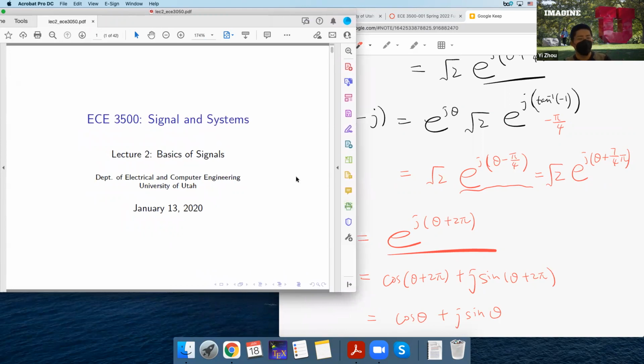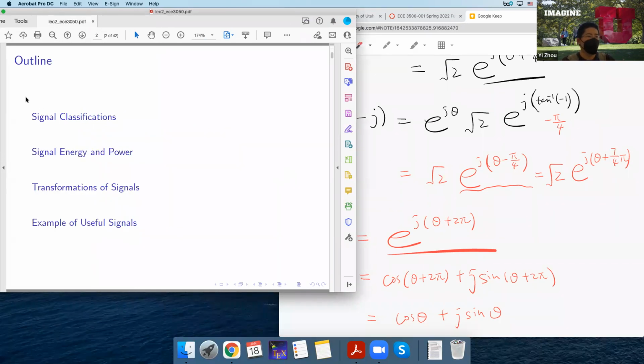Okay, so this is the first lecture where we start to talk about signals, the first component of this course. We will talk about different categories of signals. We will categorize signals in different ways, following different standards. So that's the first part, signal classification. And then we're going to talk about how to calculate the energy and the power of a signal. What is their definition?